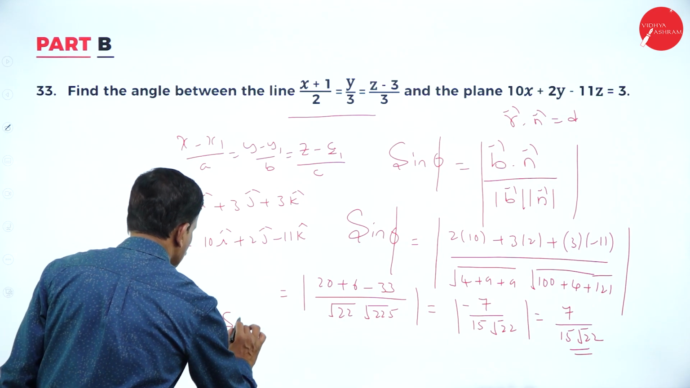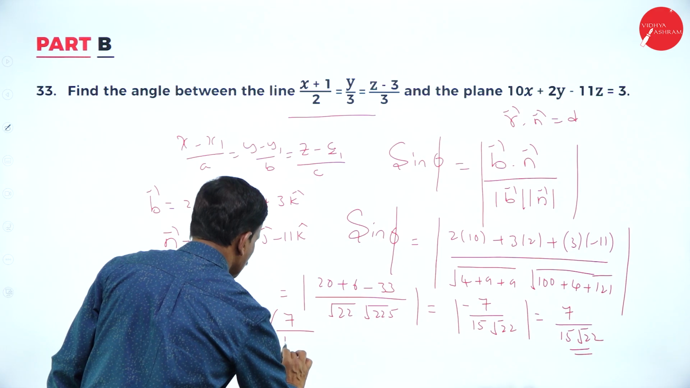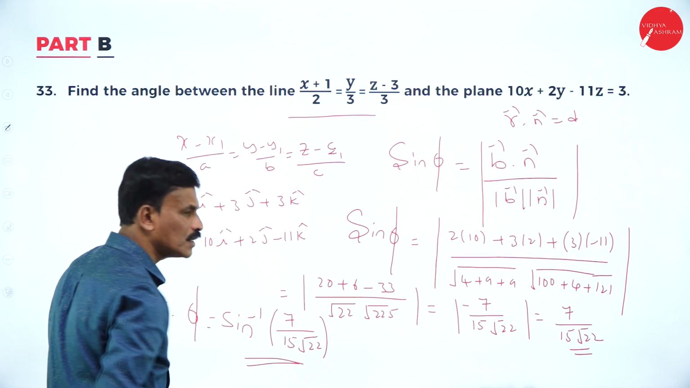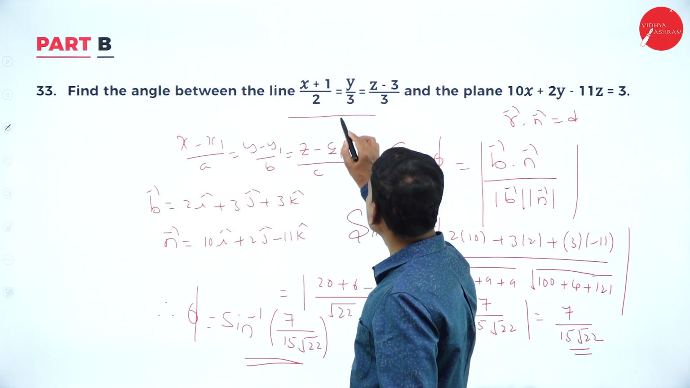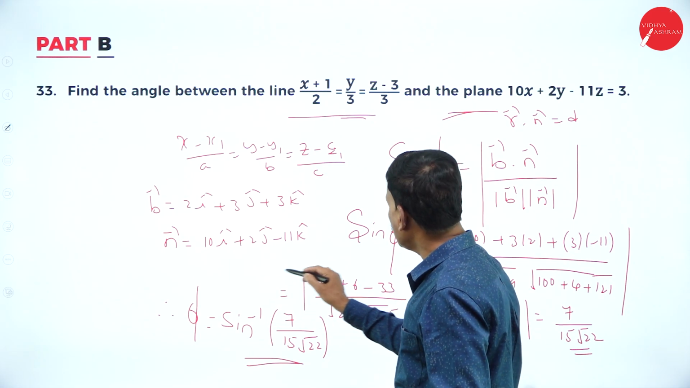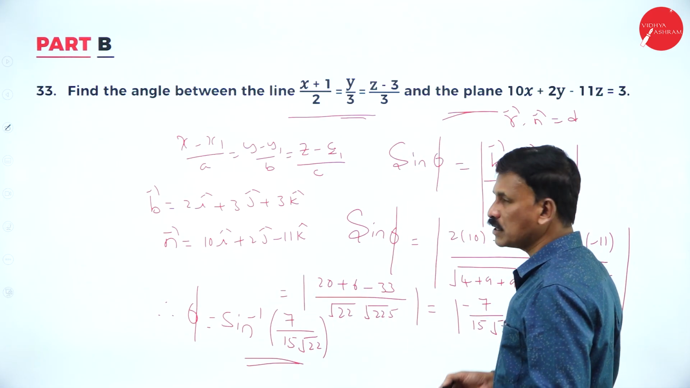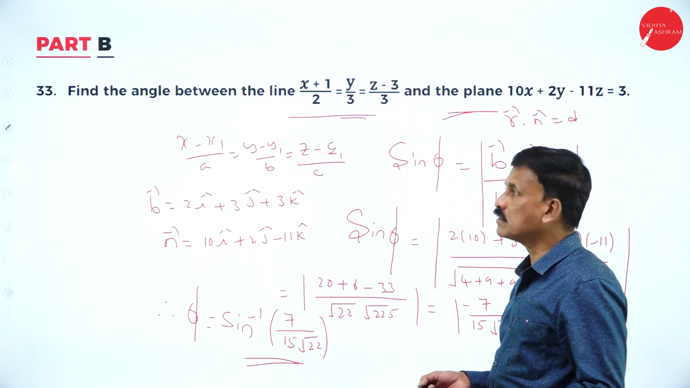So therefore psi is equal to sine inverse of 7 divided by 15 into root 22, which is the angle between the plane and the line. Very important problem. The angle between the line and the plane: for this only we are using sin psi, B dot n divided by length of B into length of n. In all other cases it is cos theta.